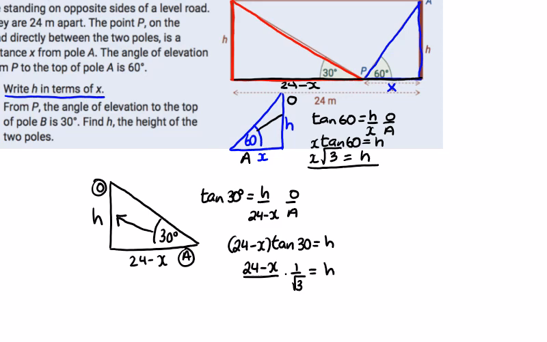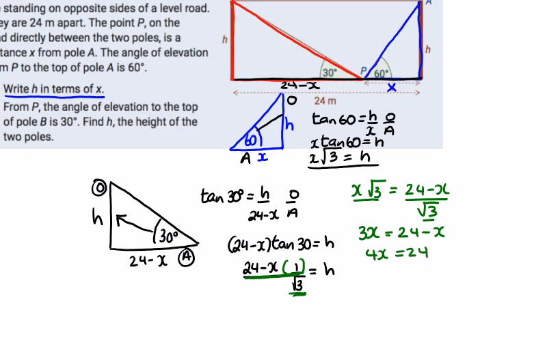And now we have two equivalents. We have h in two different formats. We have x root 3 is equal to 24 minus x over root 3. This is what my two h's are equal to. If we cross multiply, just be careful. So x root 3 is going to be 3x, this one by this one. That's going to be equal to 24 minus x. So bringing x to the left, we get 3x plus x is 24. So x is equal to 6.